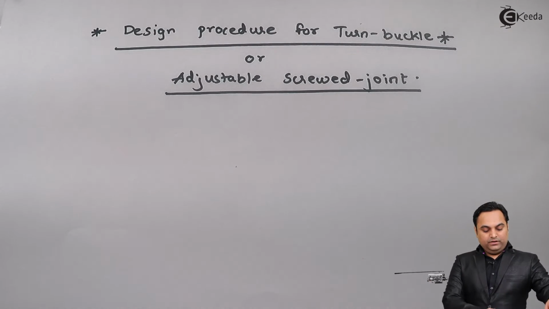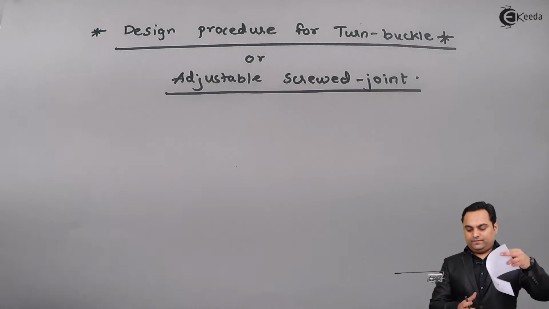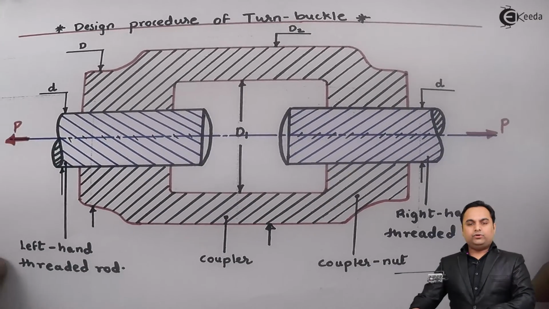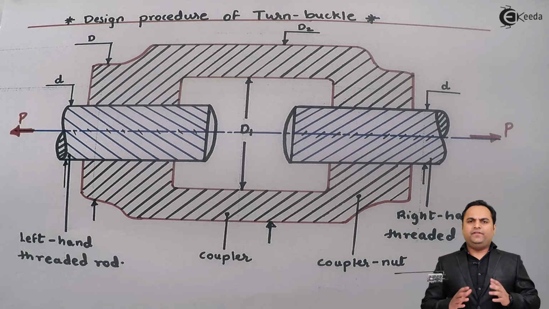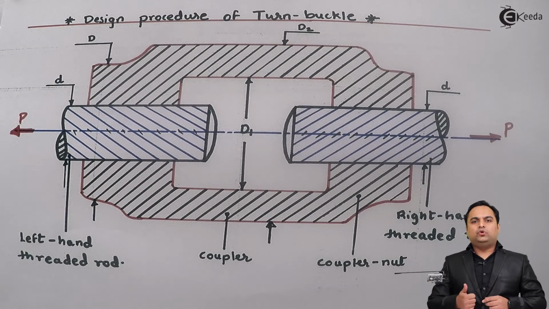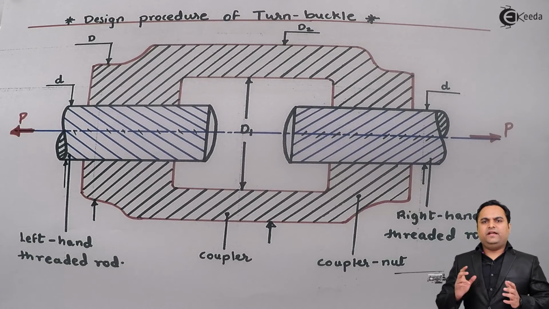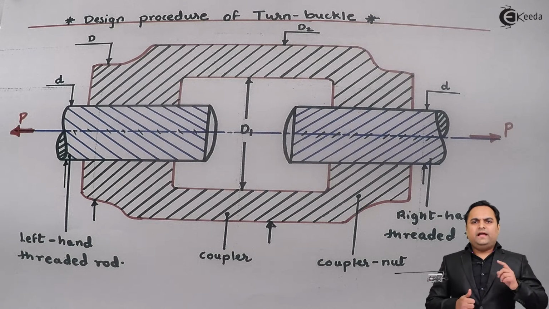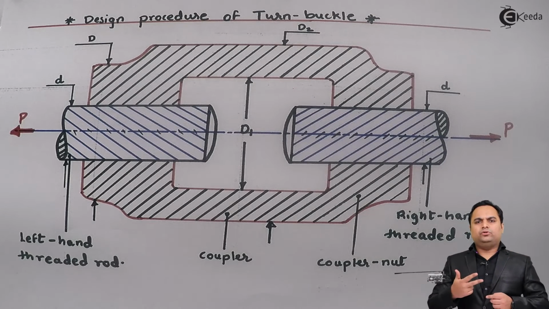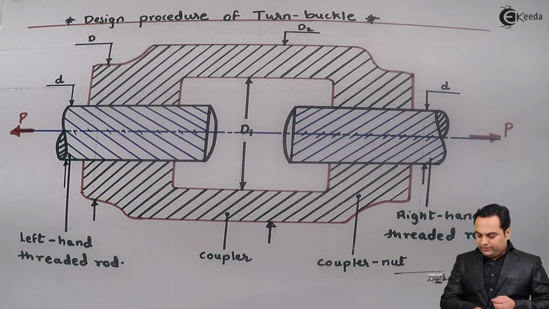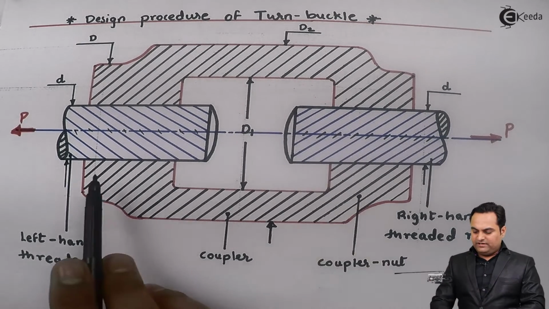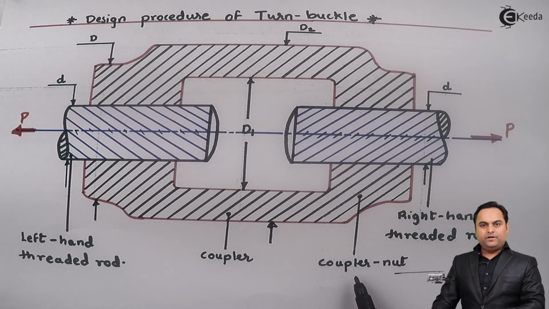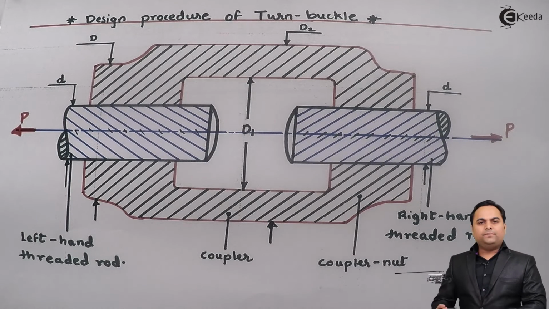Now, when we are designing this, we should remember that in a turnbuckle, there are three main components which need to be designed, and that is the screw, which are both the left hand thread and the right hand thread that we have to design. Next, we should design the coupler nut, and third, we should design the coupler. So in total, we have three components which we need to design, that is left hand thread, right hand thread, they are same, we can design the same dimensions for them. Then there is coupler nut and coupler. So three main parts to be designed.